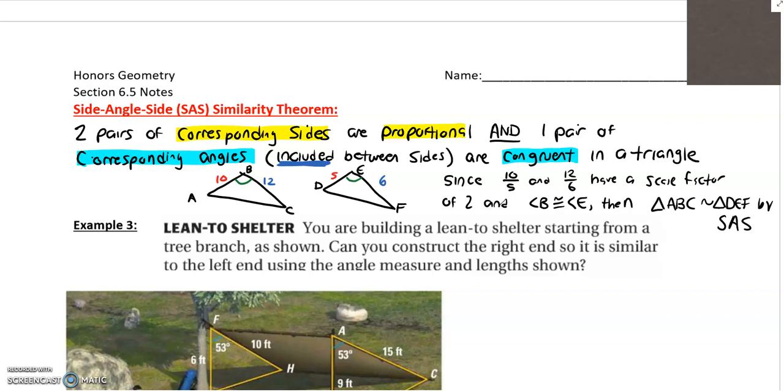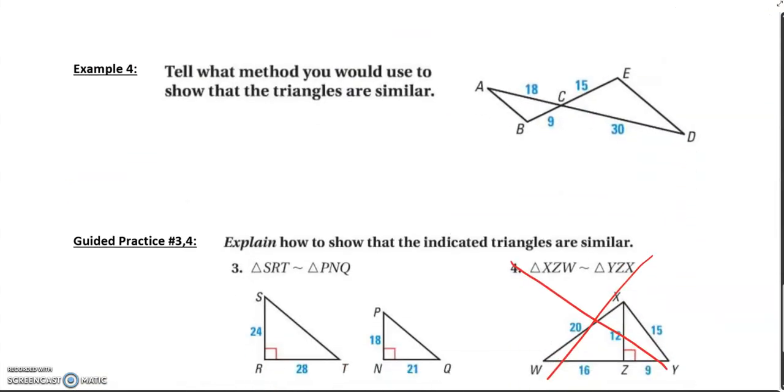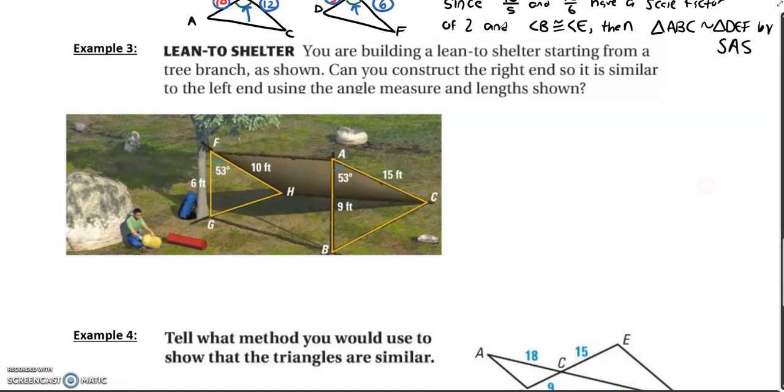So in my drawing down here, we have our 2 sides, 10 and 5, which is a scale factor of 2. We have our 12 and our 6, which are also going to be a scale factor of 2. And since the angle that is between those two sides has been marked congruent, we can state that these triangles ABC and DEF are similar by side angle side. So let's try 2 examples, and then you're going to try one at the very end here of the video.